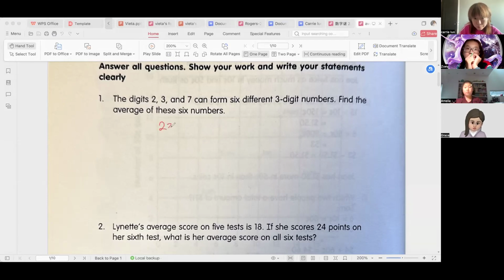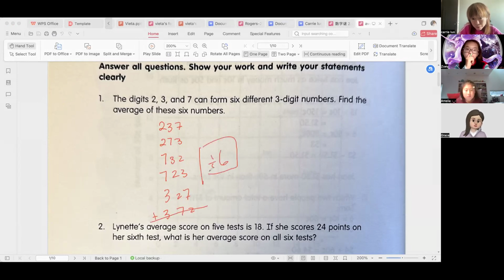So there are 237, 273, 723, 732, 327, and 372, correct? Okay, so how many of you are going to calculate all of them and divide it by 6? That's a regular way of doing that, correct? Everybody would do something like that.